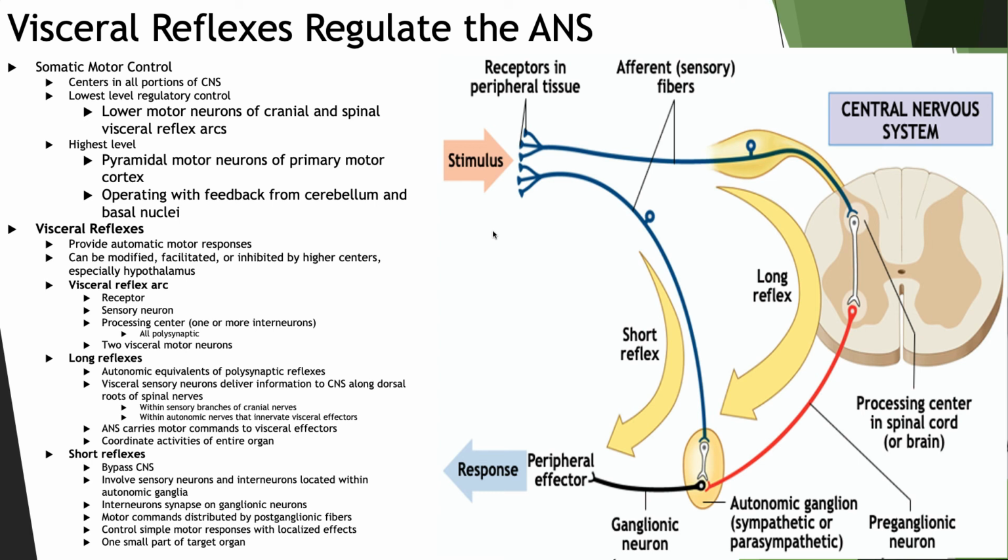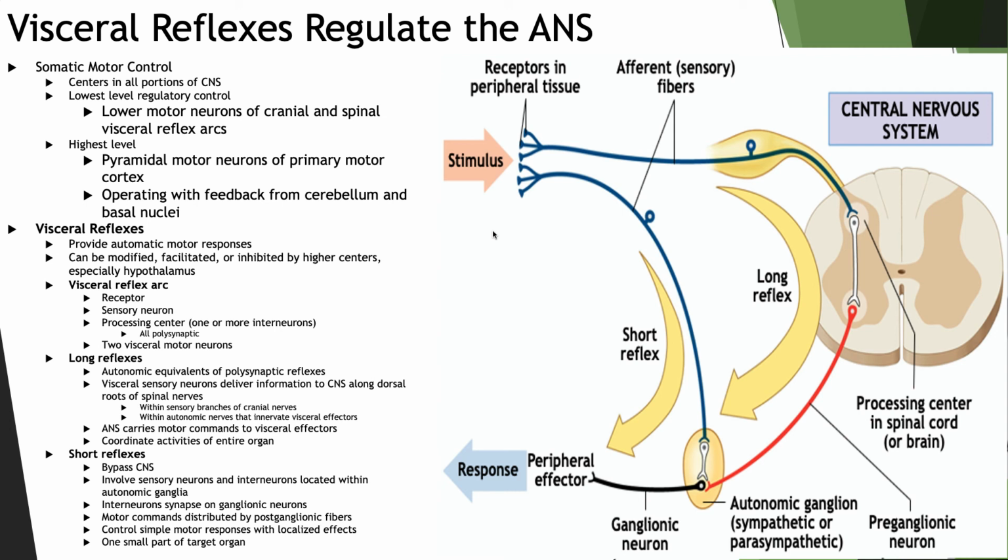Similarly, the ANS is also organized into a series of interacting levels. At the bottom are the visceral motor neurons in the lower brainstem and the spinal cord that are involved in cranial and spinal visceral reflexes. Visceral reflexes are autonomic reflexes initiated by the viscera. They provide autonomic motor responses that can be modified, facilitated, or inhibited by higher centers, especially those of the hypothalamus.